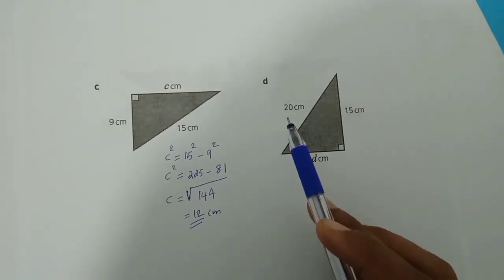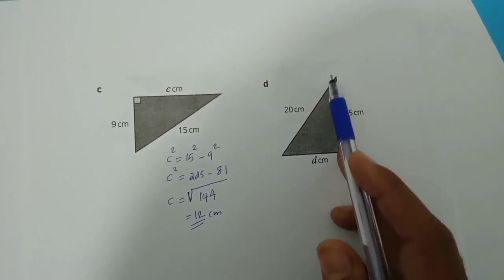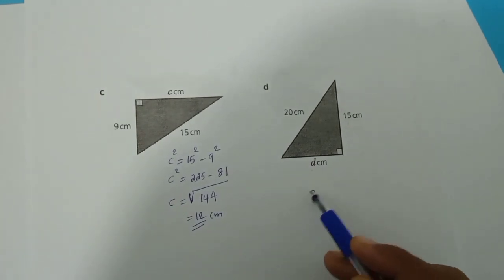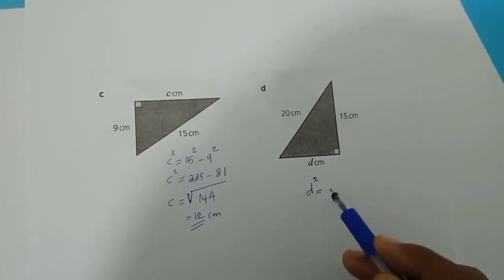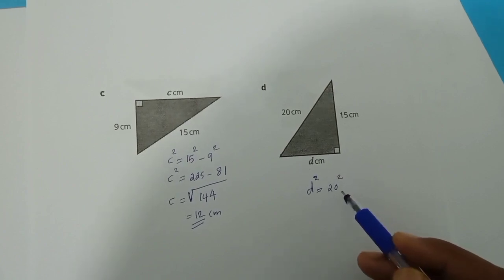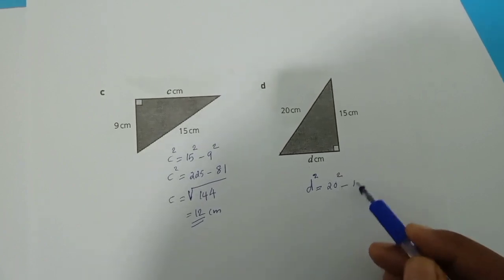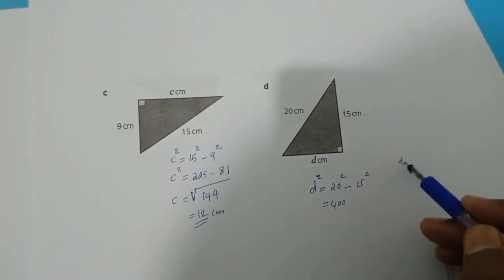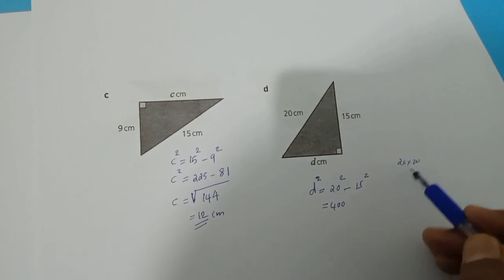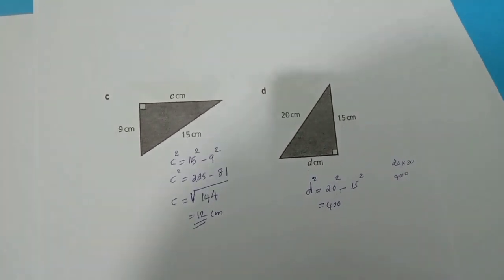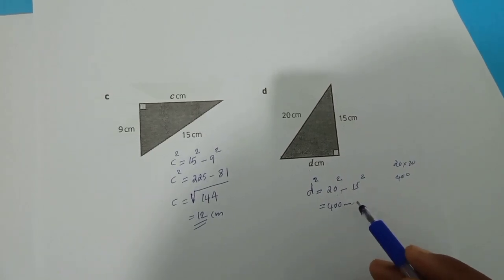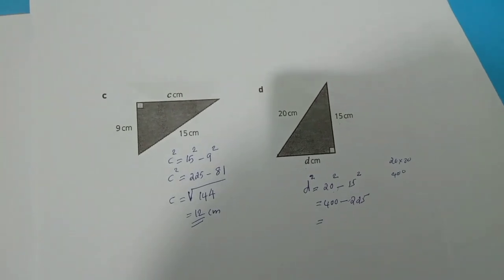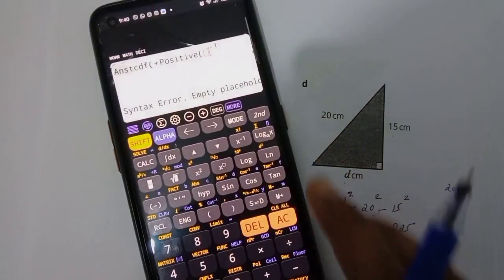So here also the hypotenuse is given. I mean the longest side is given, and one of the sides is 15. So the D, we can find out D square is equal to 20 square. So that is the highest, I mean longest side, 20 square minus 15 square. We know that 20 square is equal to 400, 20 into 20, so 400 minus 15 square, 225. 400 minus 225, that we are going to find out using the calculator.